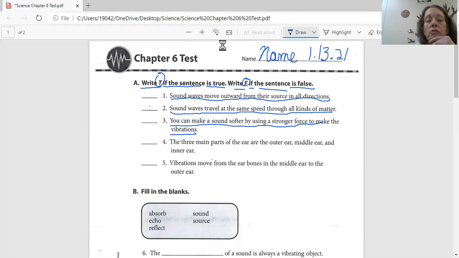Brings us to number 4. Number 4 says, the 3 main parts of the ear are outer ear, middle ear, and inner ear. If you think that is true, put a T. If you think that's false, put an F.